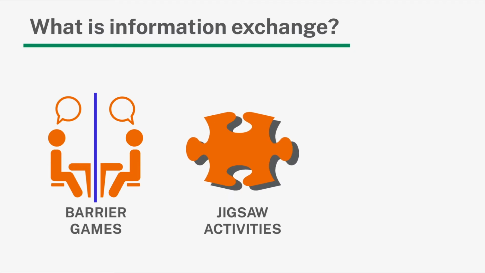In jigsaw activities, different group members are given different information and familiarize themselves with it through reading it, listening to it, or viewing it. Then, the group comes together to collate their knowledge into a coherent whole, for instance by designing or completing a diagram together using the information. If you want to learn more about this type of information activity, please watch the Jigsaw Activities video in this series.